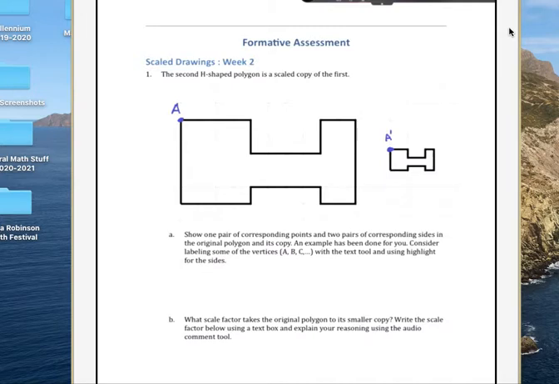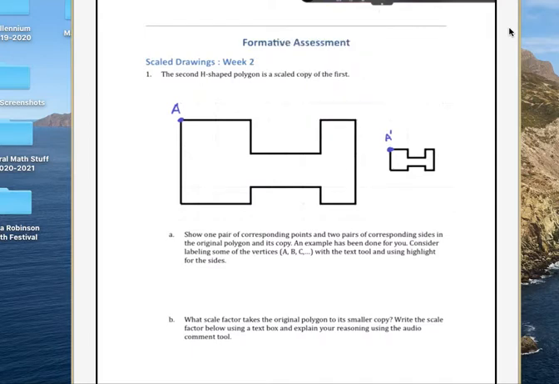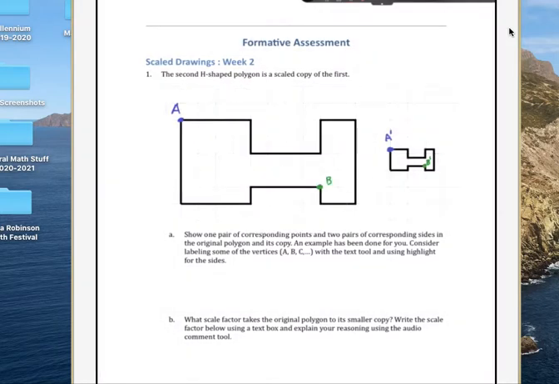It's called A prime. Okay, if I wanted to show another corresponding point, just to show you guys some more examples, maybe this little bottom corner of the middle part of the H, I'll call that B. Well, that corresponds to the little bottom corner of the little h, and I'll call that B prime. Okay? So as long as we're occupying the same place on the figures, then they're corresponding.